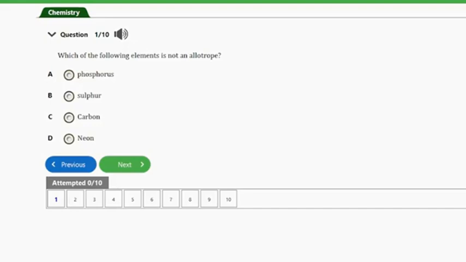So guys, let's start with the first question. It says, which of the following elements is not an allotrope? A, phosphorus, B, sulfur, C, carbon, D, neon. The only element here that is not an allotrope is neon. Carbon, phosphorus, and sulfur have allotropes. For instance, carbon has allotropes like diamond, graphite, and so on. But neon is a noble gas and does not form allotropes. So that's the answer to this question.